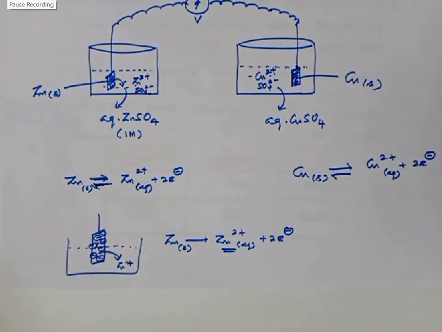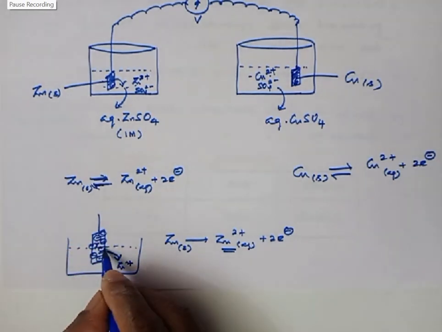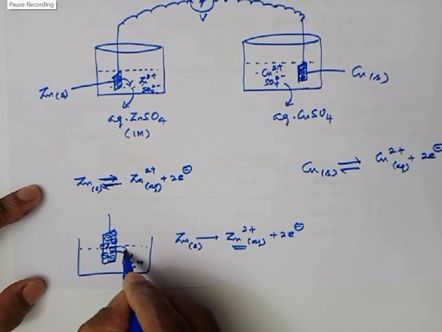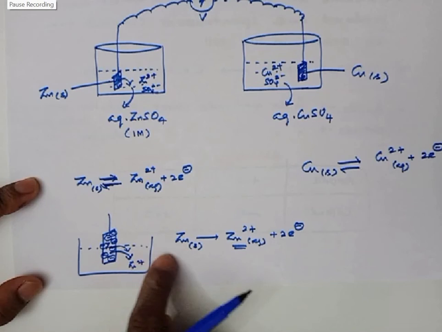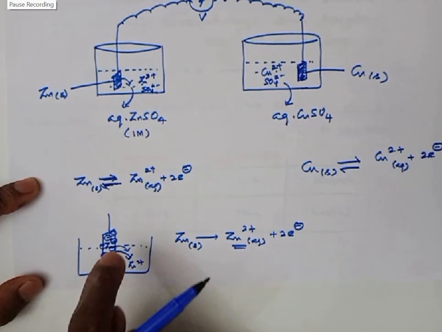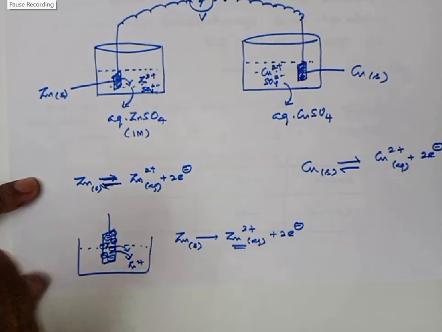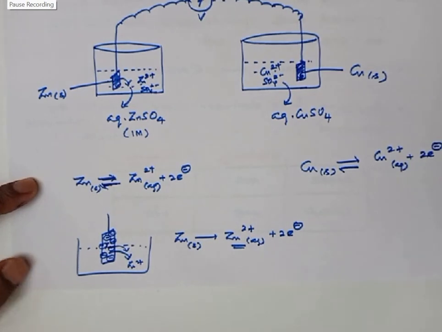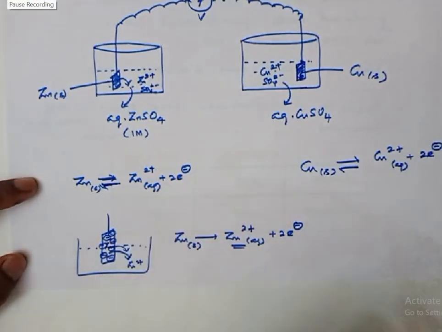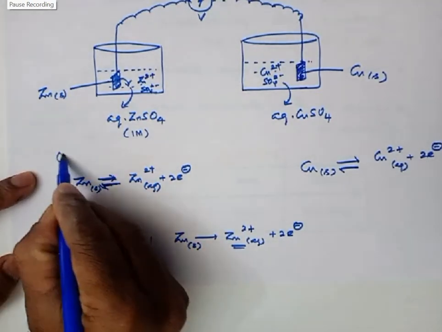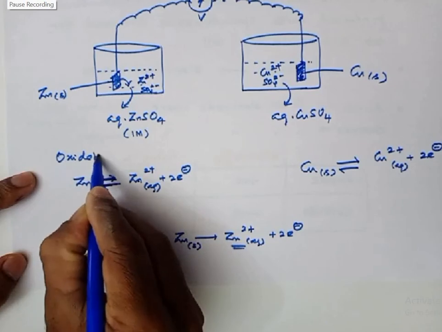Right, the moment the solution becomes positive, it will never allow further zinc ions to enter the solution, because the solution is positive now. Zinc ion is also positive, and positive repels positive. So immediately this oxidation reaction stops. Here the dominant reaction is oxidation.